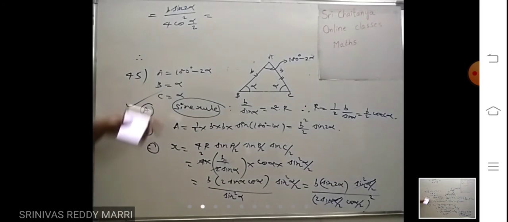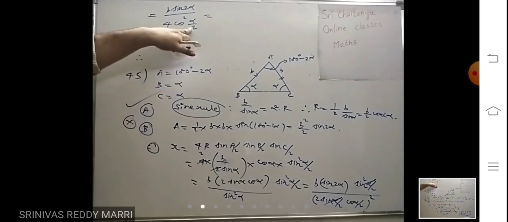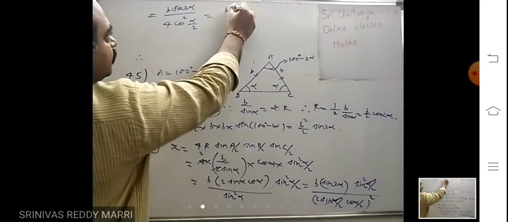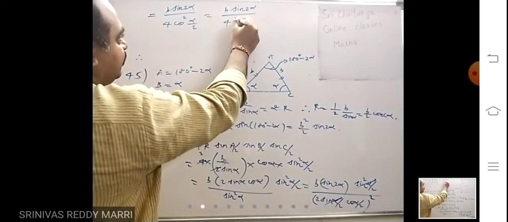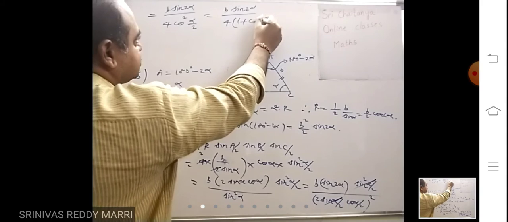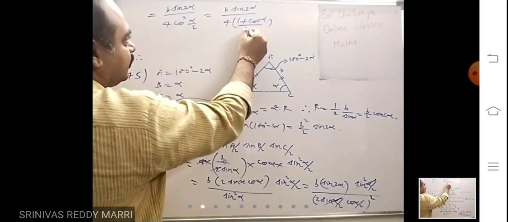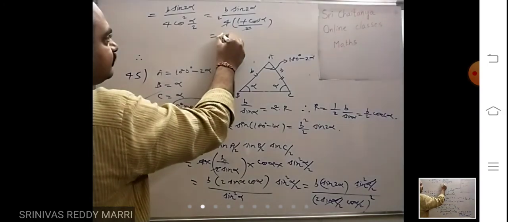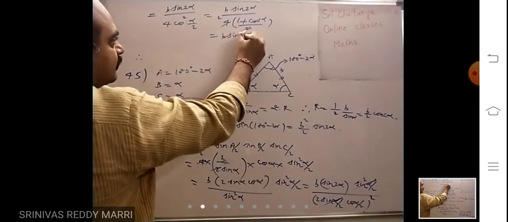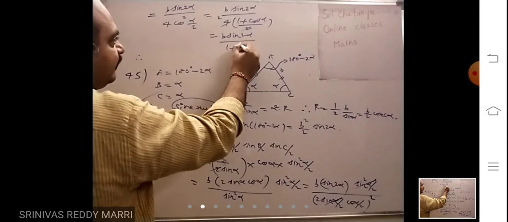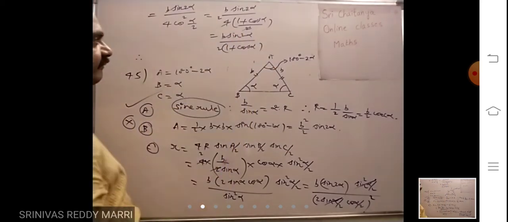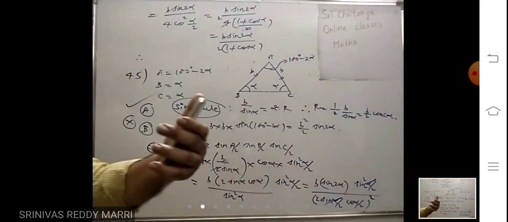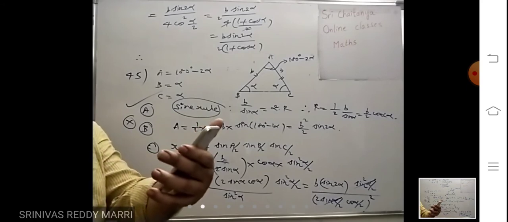Now, cos square A is nothing but, to eliminate the square, 1 plus cos 2A by 2, divided by 4. Into this is nothing but 1 plus cos alpha by 2. So this is our required answer: b sine 2 alpha divided by 2 into 1 plus cos alpha. So option C is correct. So that is one answer.